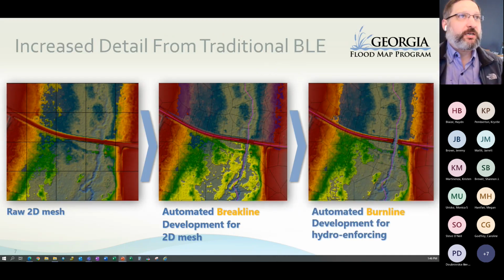We have increased detail from traditional BLE. So traditional BLE, you do this and you just run the model and you get an answer based on the terrain and all those things I just mentioned. But there are some things we do in Georgia to help better define those models more accurately, and they make them more accurate in a lot of ways. It also gives us increased confidence that we can come and remap your community and know that we're using really good data. So the first little picture there is a raw 2D mesh.